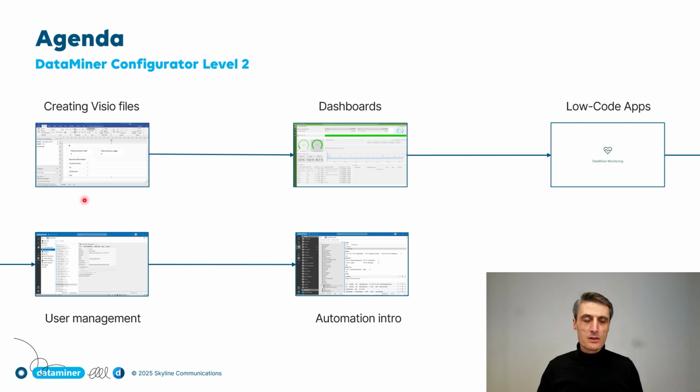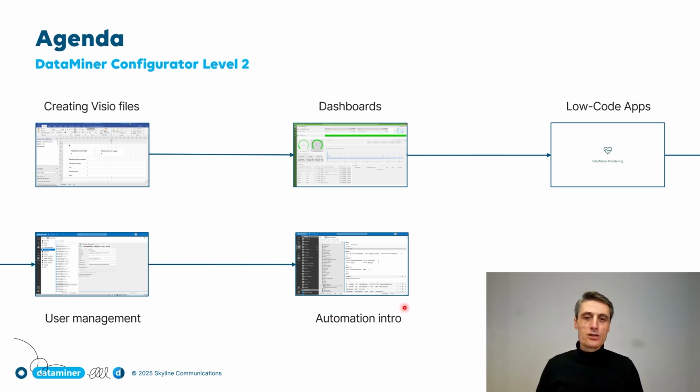The first module, which we will dive into right away, is creating Visio files and creating that graphical layer onto my views, elements, services. We'll also take a look at dashboards and low-code apps. We touched upon them in the fundamentals, but now we'll dive a little bit deeper into that. And once we have those items ready, we need to invite more users and of course make sure they have the correct user rights and the correct security settings to access what they need to access and not more.